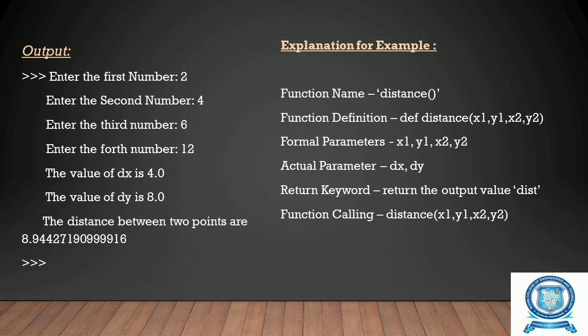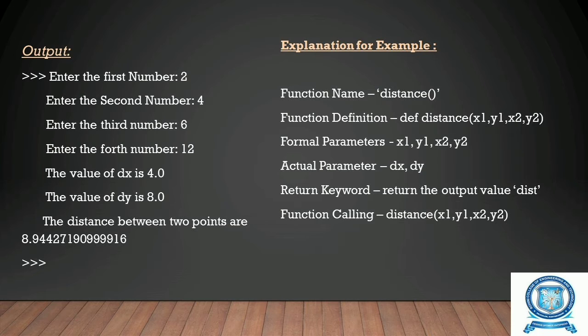So, this is the output which we will get. First we are entering the numbers x1, x2, y1, y2. x1 is given as 2, x2 is 4, y1 is 6 and y2 is 12. With that we substitute and get the output from the previous program. Then it is explained as such.